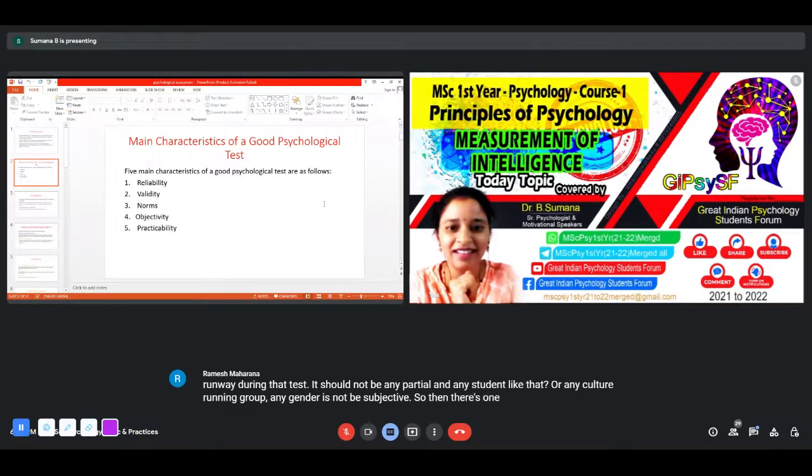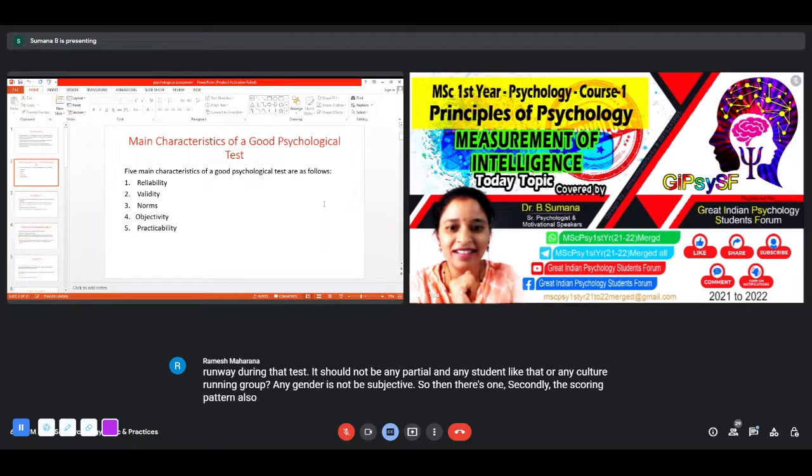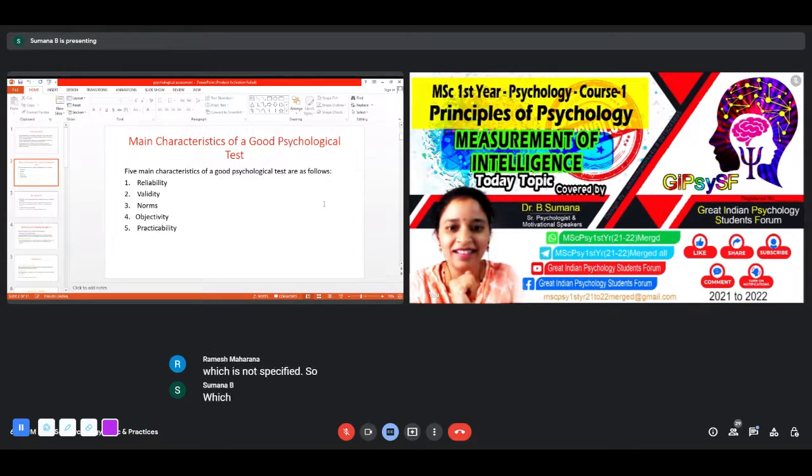So that is one. Secondly, the scoring pattern also should not be different for different people. It should be one scoring pattern, and the norms which you just specified. Which one are you talking about, sir? Oh, okay, got it. Okay. Got it. Yeah. Others?